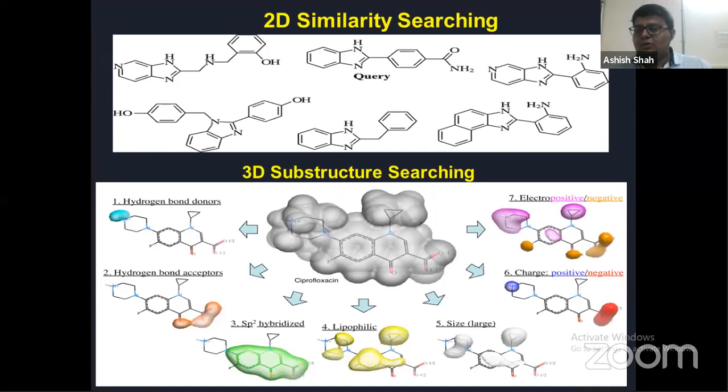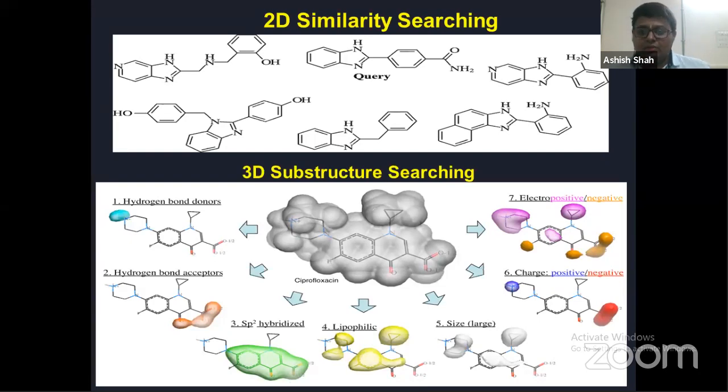Remember one more thing: 2D similarity does not mean an exact structure match. It will give you results based on matching of physiochemical parameters, like the log p value of this compound. Say, for example, the log p value is 2. Then you'll get the compounds which have a log p value nearby 2. It will give you all the results of compounds which have a log p value nearby 2. So this is 2D.